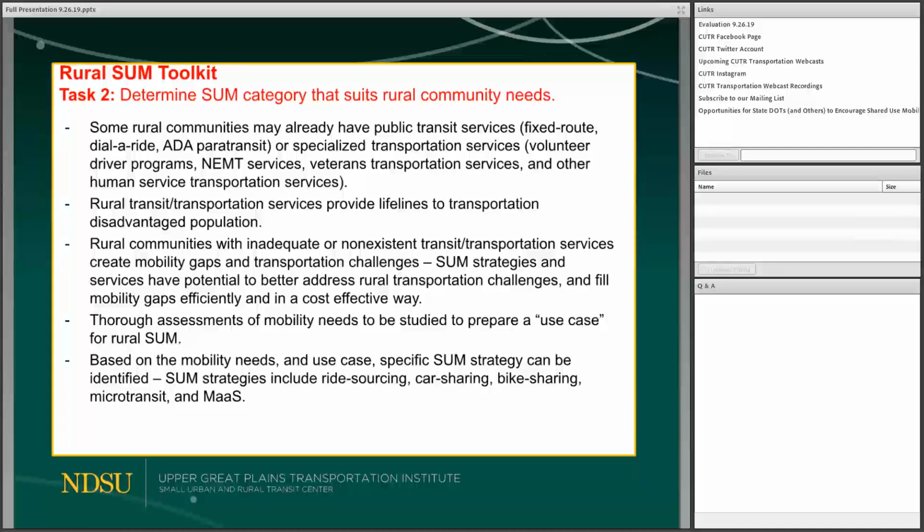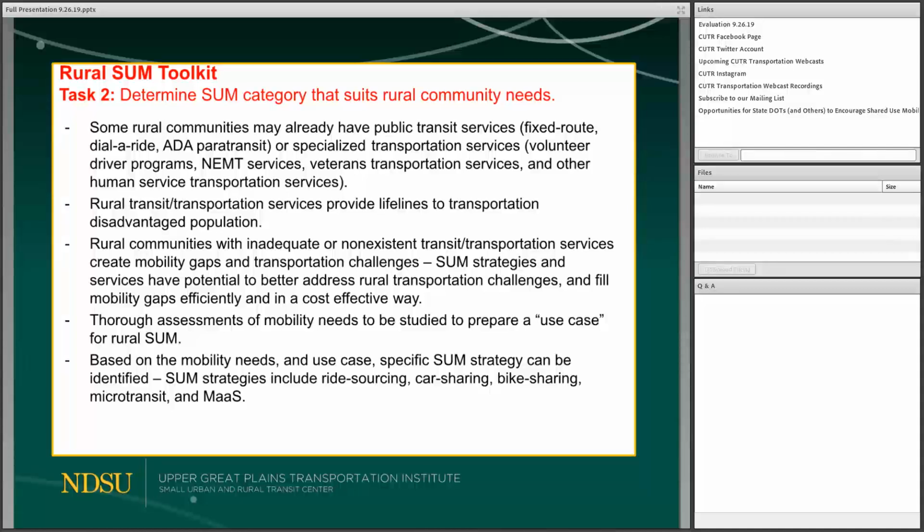The second task in the Rural Shared Use Mobility Toolkit is basically determining a shared use mobility category that best suits rural community needs. Some rural communities already have public transit services, and these services provide lifelines to transportation disadvantaged populations. Rural communities with inadequate or non-existent transit services could think about shared use mobility strategies that have the potential to better address rural transportation challenges or mobility gaps in a cost-effective way.